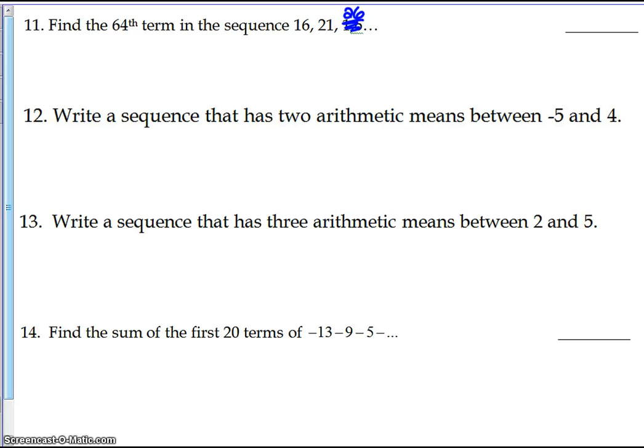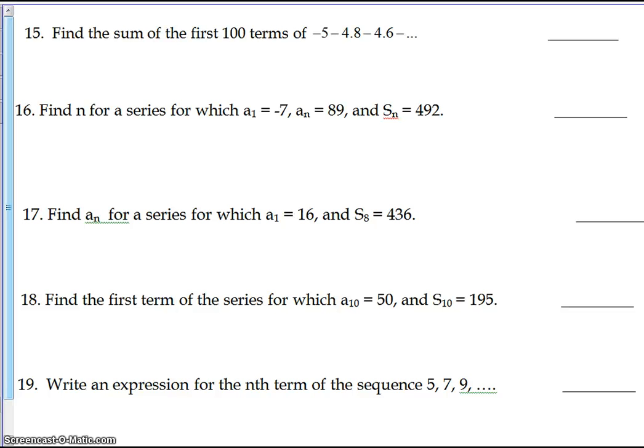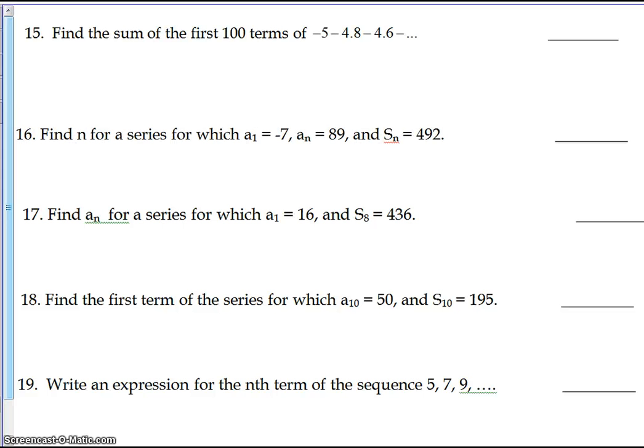I'm trying to see if I have any others that I really want to look through. I want to look through a series where we have a sum. Let's look at 15. Find the sum of the first 100 terms of this. Well, what I'm going to have to do first with 15 is find the 100th term, that last term. So I have to take the first term, and then I have my d, and then I have to go 100 minus 1. So I have to figure out my d. To figure out my d, I take the second term minus the first term.